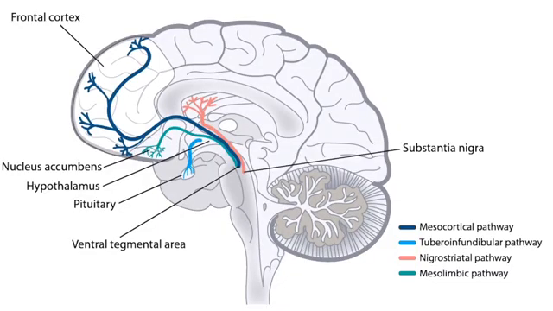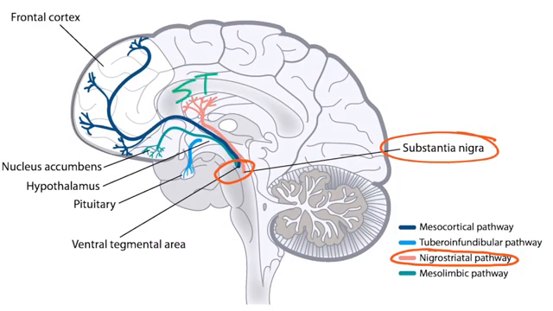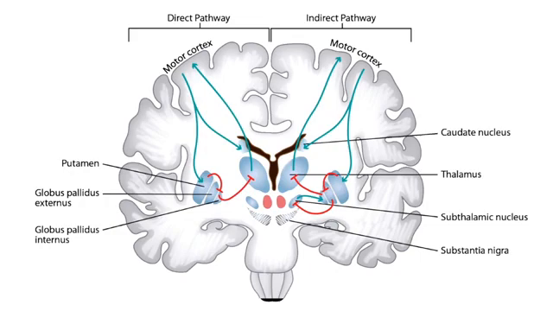So now let's look at our image of 8.32. Here we have the substantia nigra in red. We're going to follow the nigrostriatal pathway, which starts here in the midbrain. Recall this is the midbrain area, and it goes all the way up until it reaches the striatum in this area. Now let's look back at figure 8.31 to apply this to the basal ganglia.